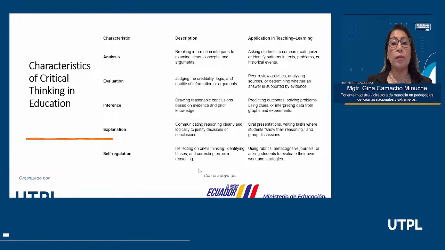And self-regulation, reflecting on one's thinking, identifying biases, and correcting errors in reasoning. And the application will be using rubrics, metacognitive journals, or asking students to evaluate their own work and strategies. We have been using rubrics in order for students to know what the expectations of the tasks they are doing are. So it is important that you socialize the rubric with them, and once they are sure about what you are requiring from them, they start working on the tasks you have assigned them.